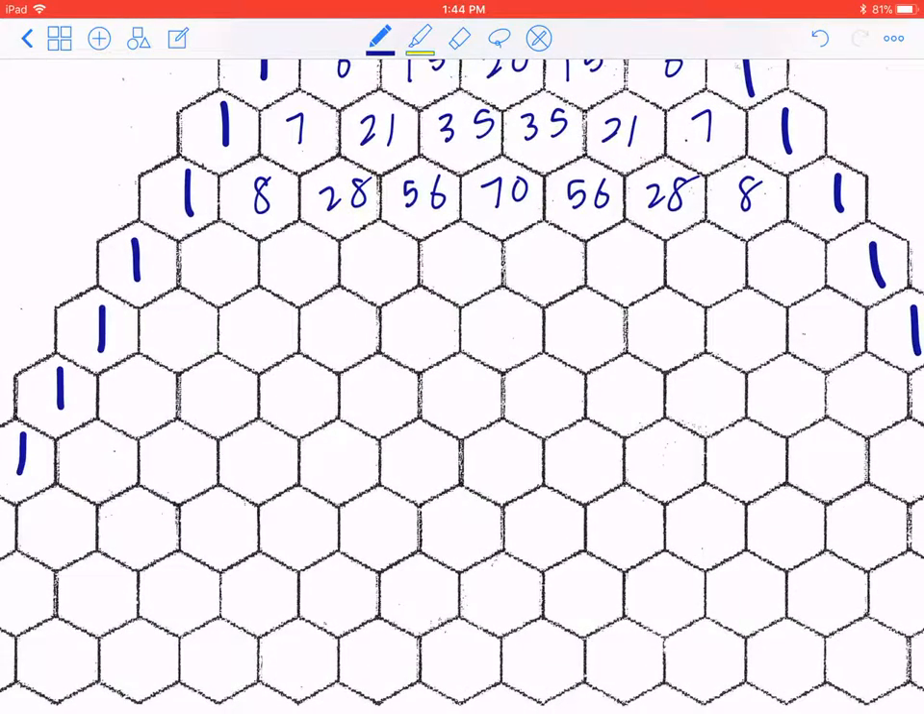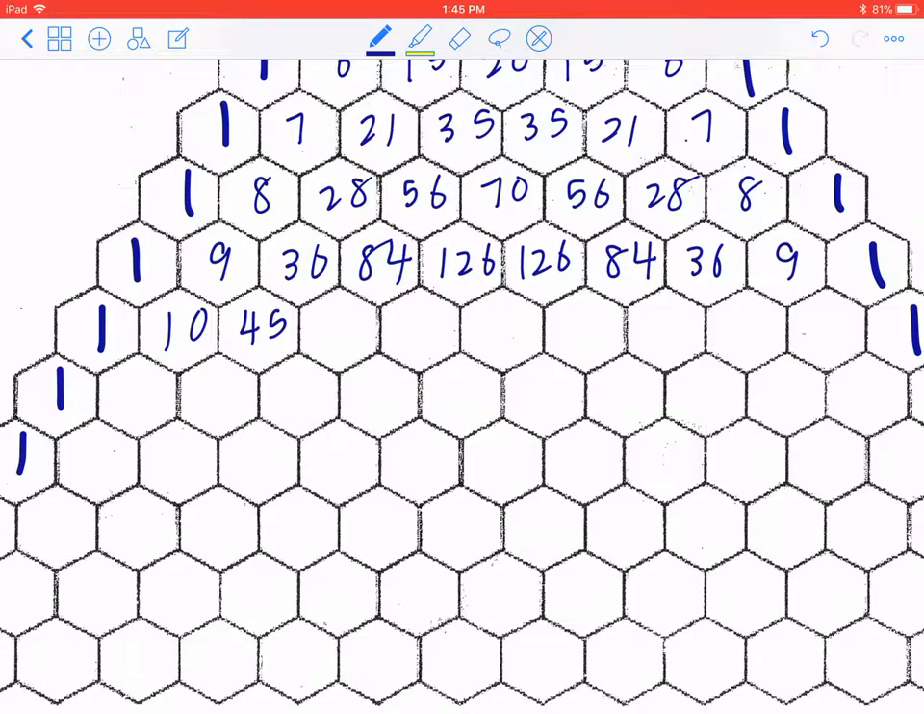I'm going to go even faster. Again, you can take the calculator, you can do mental math. It should be 9, 36, 84, 126, and again, same numbers on the other side. 1 plus 9, that's going to be 10. 45, 120, 210, 252. And again, the patterns reoccur.